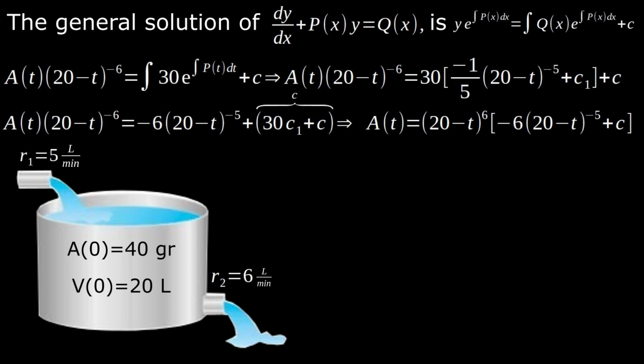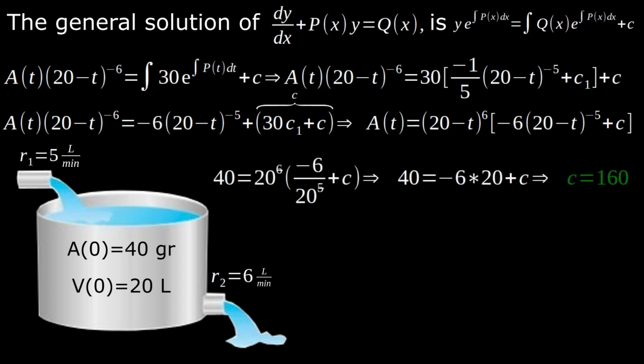So we have another constant we have to figure out. We figure it out by using the initial conditions. At t equals 0, we have 40 grams of salt in the water tank initially. So we plug those values in and we do the calculations. And so c is equal to 160.